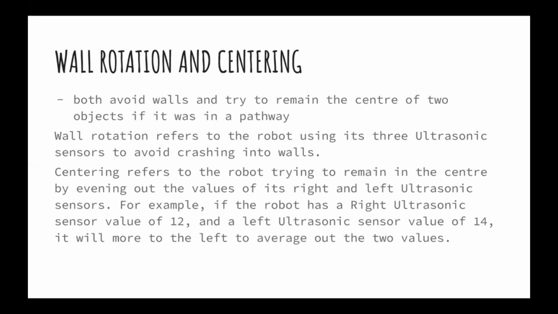Centering refers to the robot trying to remain in the center by evening out the values of its right and left ultrasonic sensors. For example, if the robot has a right ultrasonic sensor value of 12 and a left ultrasonic sensor value of 14, it will move to the left to average out the two values.